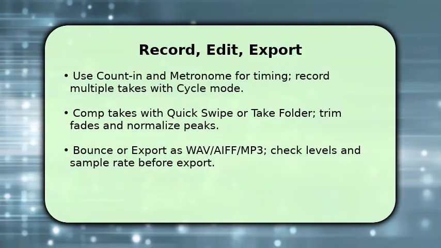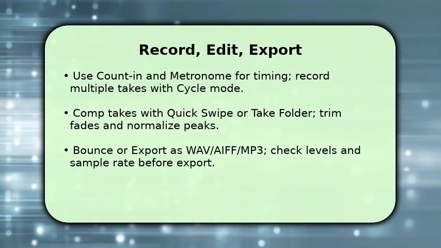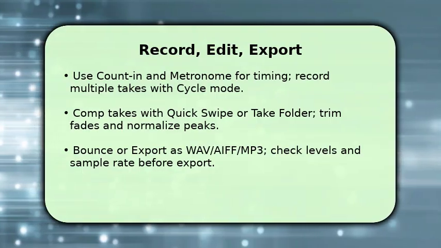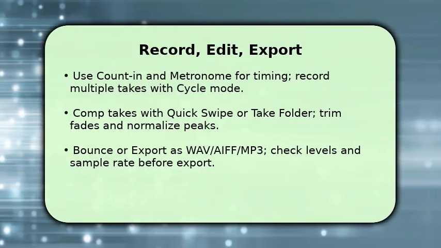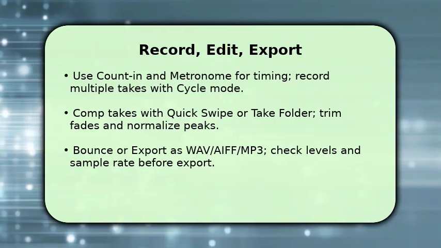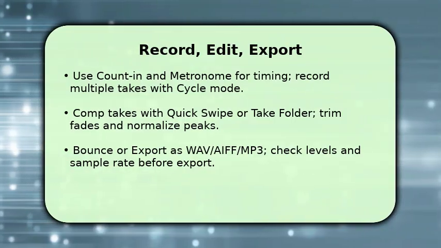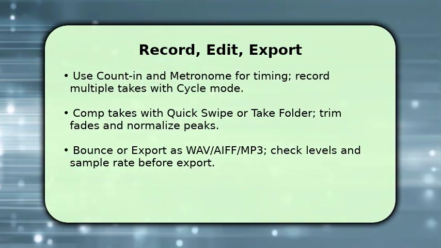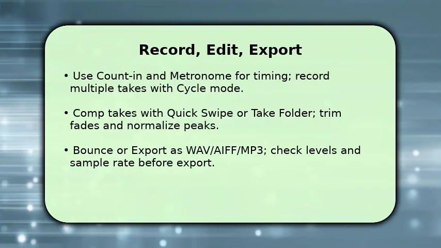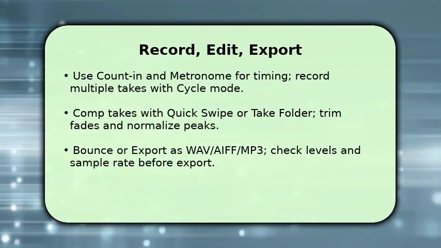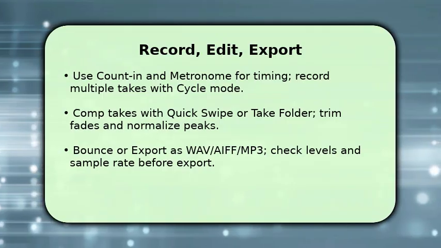Arm the track and use count-in plus metronome for consistent timing, or enable cycle mode to capture multiple takes. Once recorded, create a take folder and comp the best phrases with quick swipe. Trim fades and apply gentle automation to smooth levels. Finally, bounce or export the selected region as WAV, AIF, or MP3.